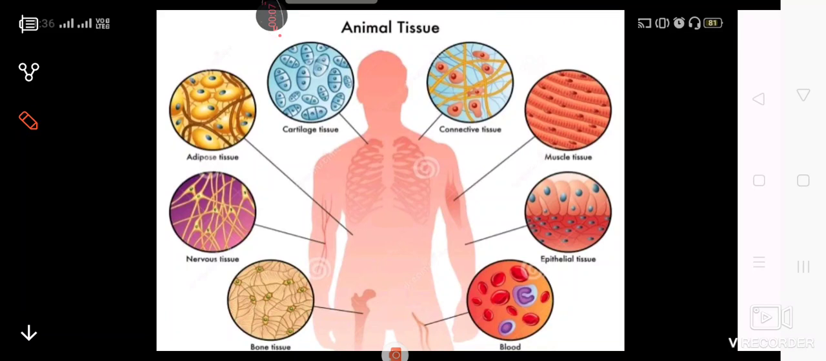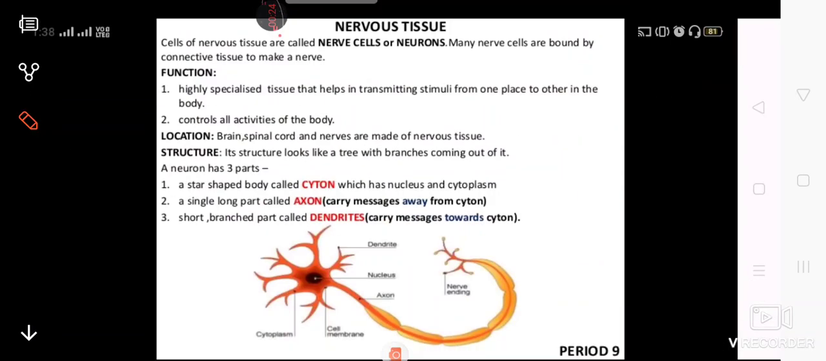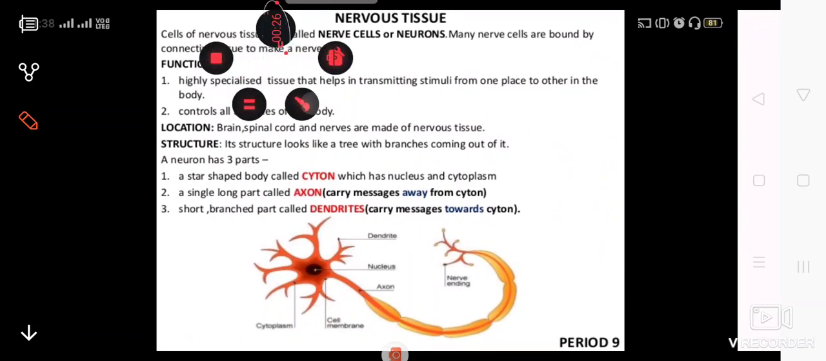These are of three types, and today, as I discussed with you yesterday, I'm going to start another topic, that is nervous tissue. This is a very small topic in which I'm going to discuss with you the structure of the nervous tissue, that is the neuron. So let us see what nervous tissues are.